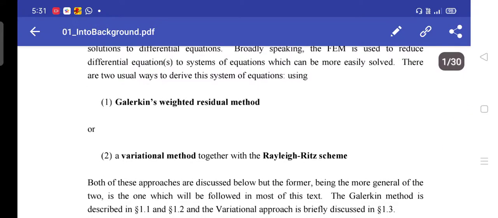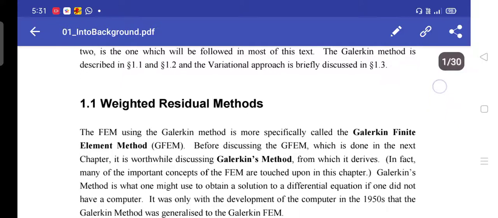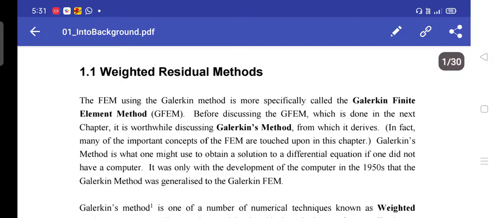together with Rayleigh's scheme. Both of these approaches are discussed below, but the former, being more general of the two, is the one which is followed in most of this text. The Galerkin method is described, and the variational approach is also described. The weighted residual method, the FEM using the Galerkin method, is more specifically called the Galerkin finite element method, GFEM.